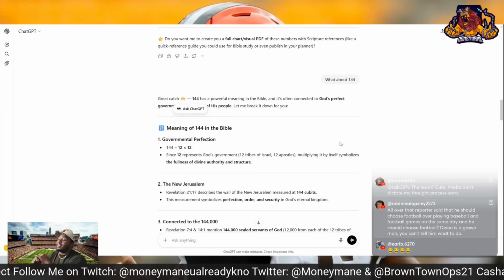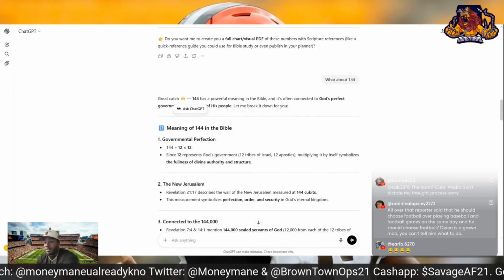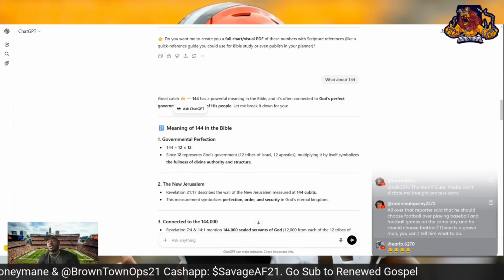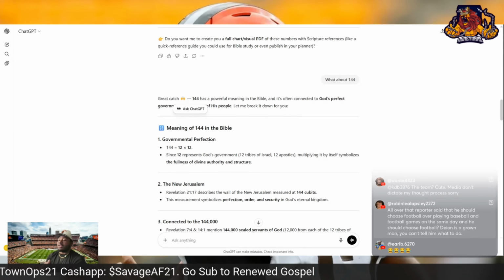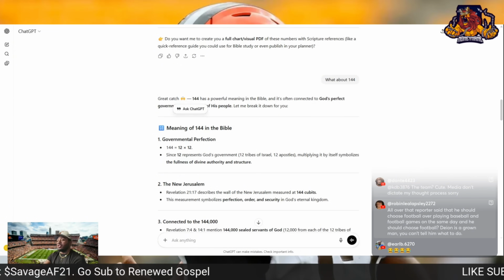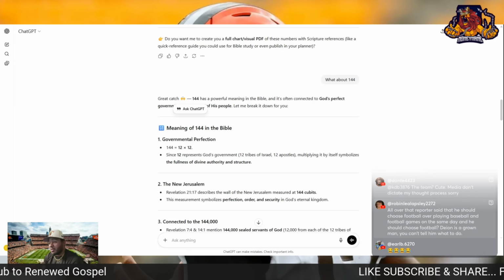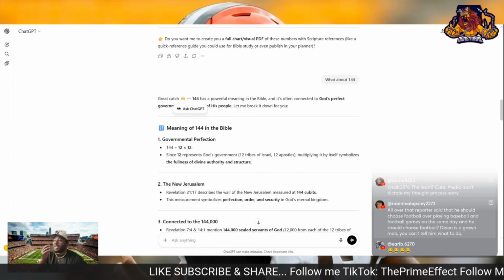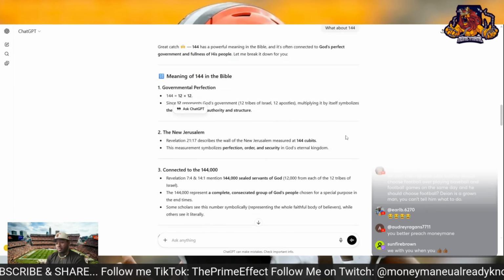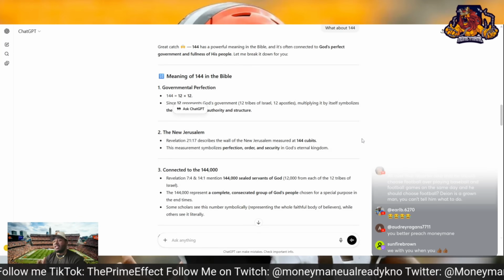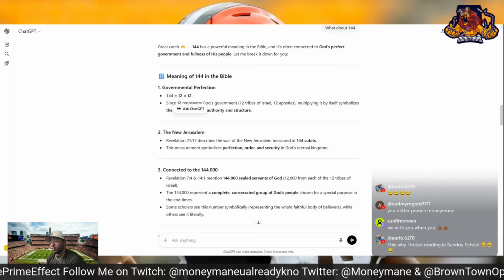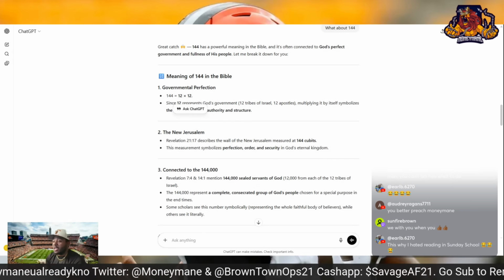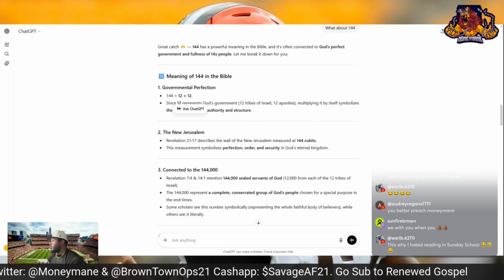The meaning of 144 in the Bible, governmental perfection. 144 equals 12 times 12. Since 12 represents God's government, 12 tribes of Israel, 12 apostles, multiplying it by itself symbolizes the fullness of divine authority and structure. The New Jerusalem. Revelation 21:17 describes the wall of the New Jerusalem measured at 144 cubits. This measurement symbolizes perfection, order, and security in God's eternal kingdom.